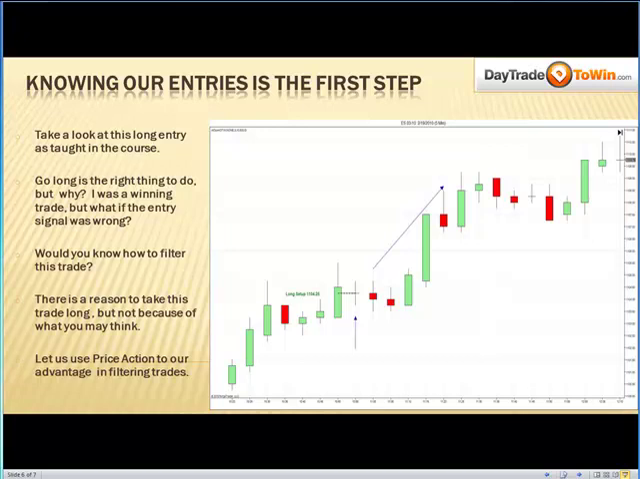Now take a look at this long entry as taught in the course. It's a nice long up move. It's a classic signal that all traders that know this particular setup are using. But is going long the right thing to do? Why? It was a winning trade, but what if the entry signal was wrong? What if it went down? How would we filter this trade? Would you know how to filter this trade? There's a reason to take this trade long, but not because of what you may think. Let us use price action to our advantage in filtering trades like these, so we are more successful and we're on the right track when entering a trade.